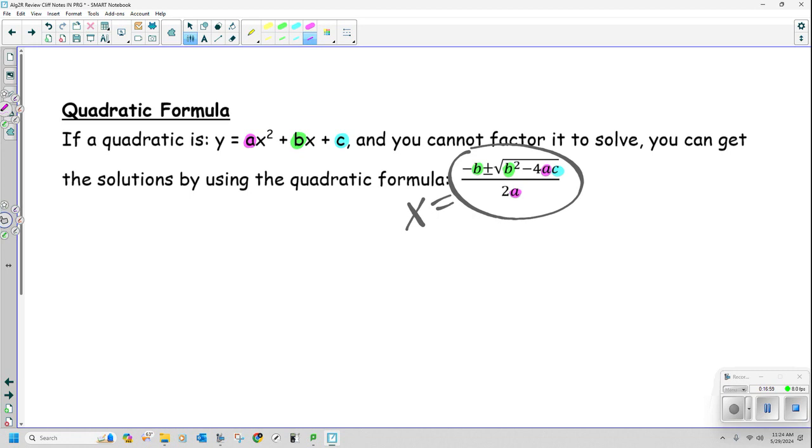You get 2 of them because it's a plus and minus, notice. If you don't have to show your work, I hope you know that whatever this is with your numbers in here for A, B, and C, you can graph it.